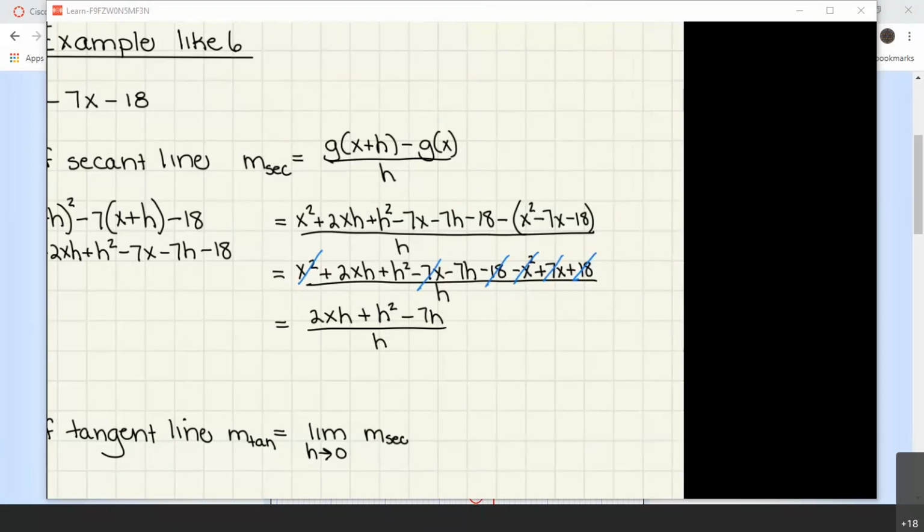You might be able to see, oh hey, divide out an h. That gives me a 2x, an h, and a minus 7 on top. So I've factored out my h. So my slope of the secant line is 2x plus h minus 7.